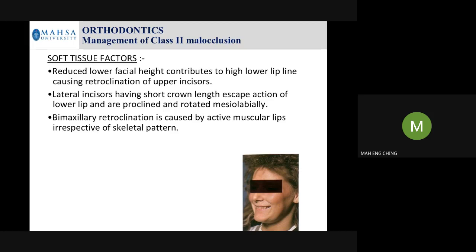So usually they're pushed by the lower lip and they are proclined forward, compared to the upper central incisor, which is covered by the lower lip, then they will retrocline backward. So the bimaxillary retroclination is caused by the active muscular lips irrespective of the skeletal pattern. So you have strong lip muscles, then they'll push everything backward through the upper and lower incisors. So both can retrocline backward, then causing the crowding on the lower incisor and retroclination of the upper incisor.